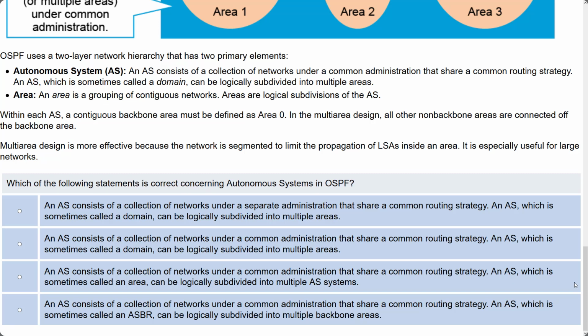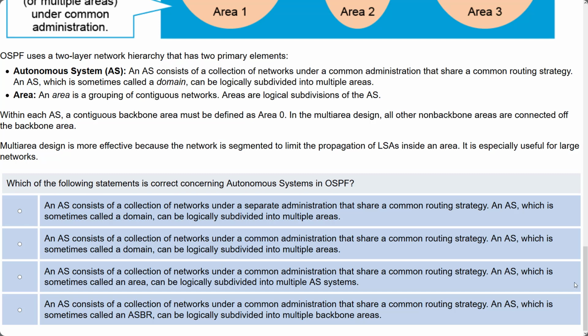Which of the following statements are correct concerning the autonomous system in OSPF? An autonomous system consists of a collection of networks under separate administration that share common routing strategy. An AS, which is sometimes called a domain, can be logically subdivided into multiple areas. I'm reticent to say that that's the correct answer because they used under a separate administration. Autonomous systems are a collection of networks under common administration, not separate administration. So that wouldn't be the correct answer.